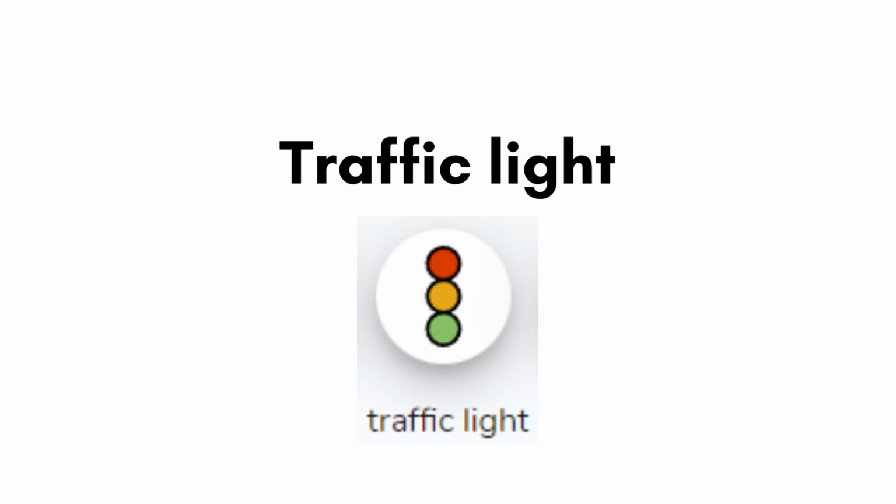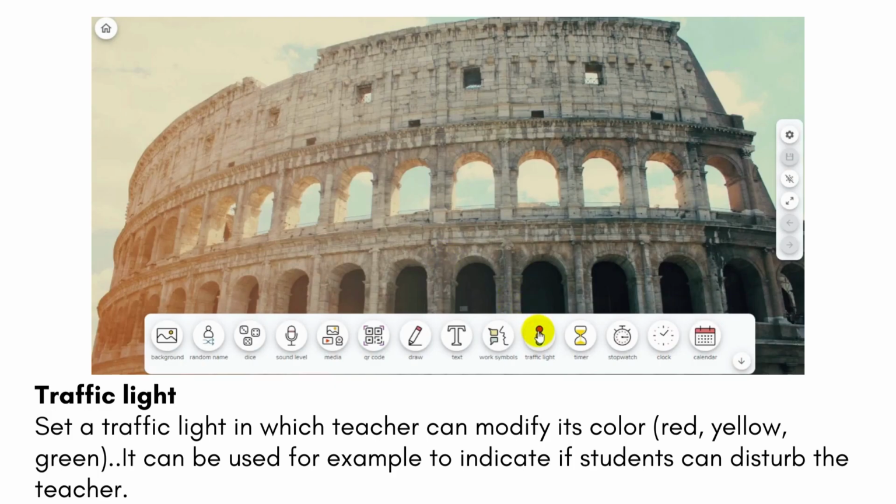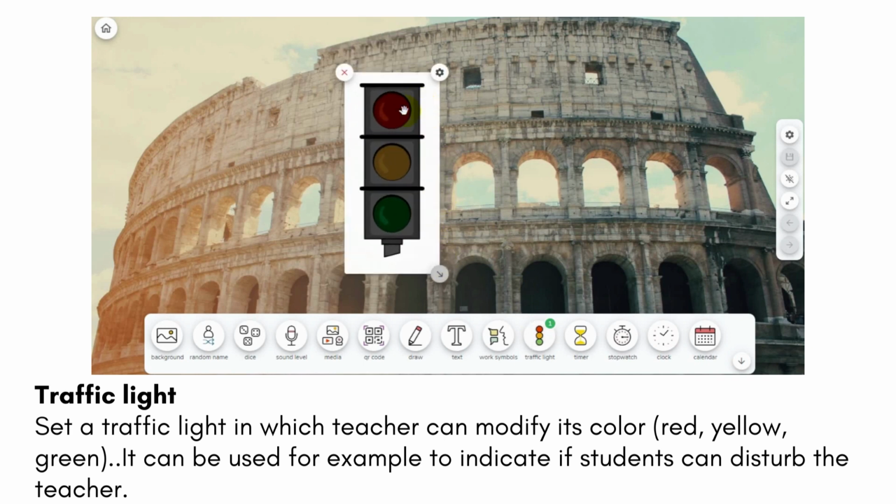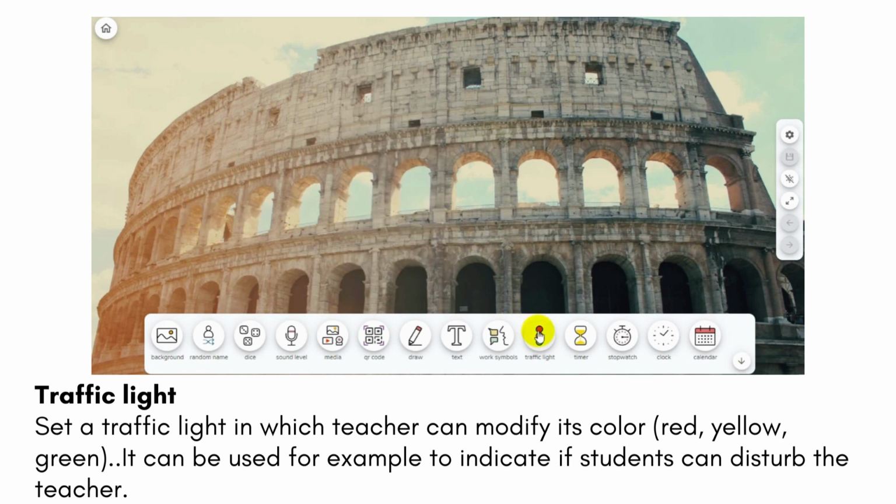Traffic light. Set a traffic light in which teacher can modify its color, red, yellow, green. It can be used, for example, to indicate if students can disturb the teacher.